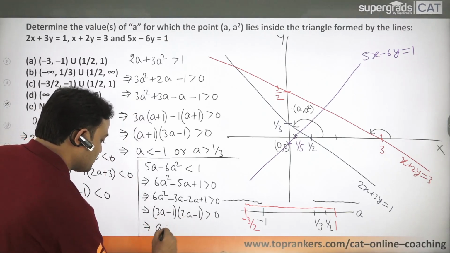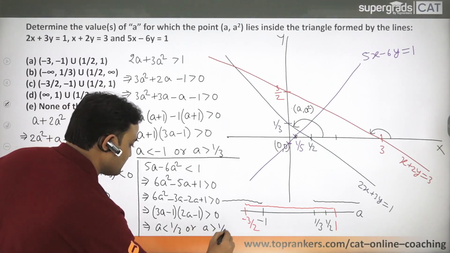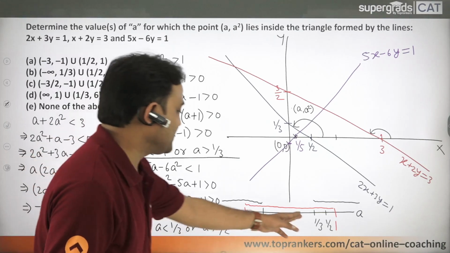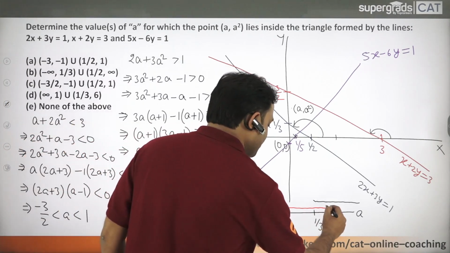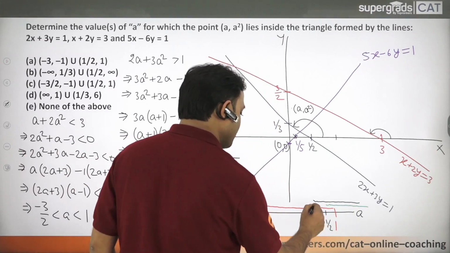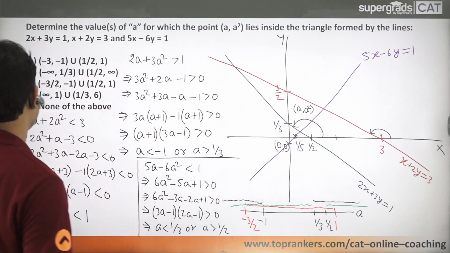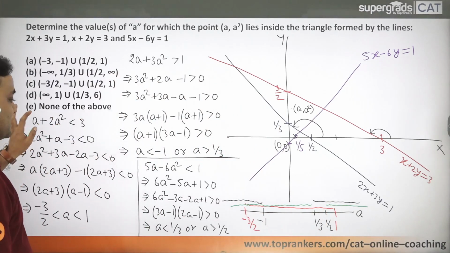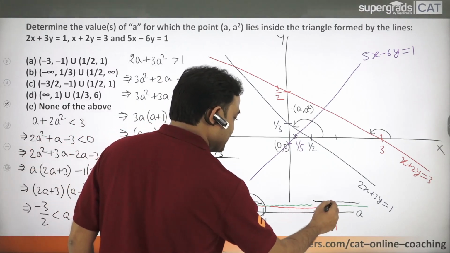So a should be less than 1 by 3 or a should be greater than 1 by 2. Now we have 1 by 3, 1 by 2. So the third line will be greater than 1 by 2 or will be less than 1 by 3. So where are we getting the common parts? If you can see, we are getting our common area here.